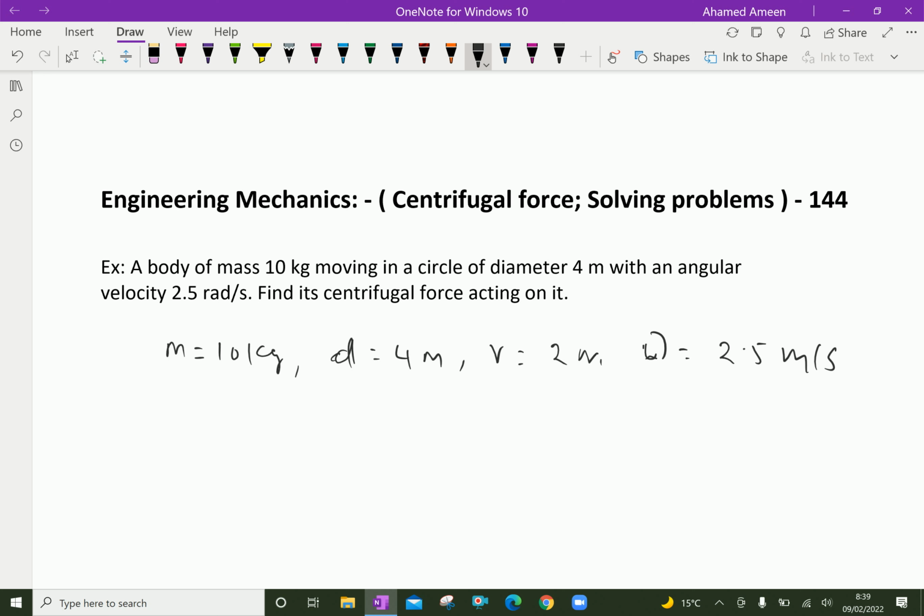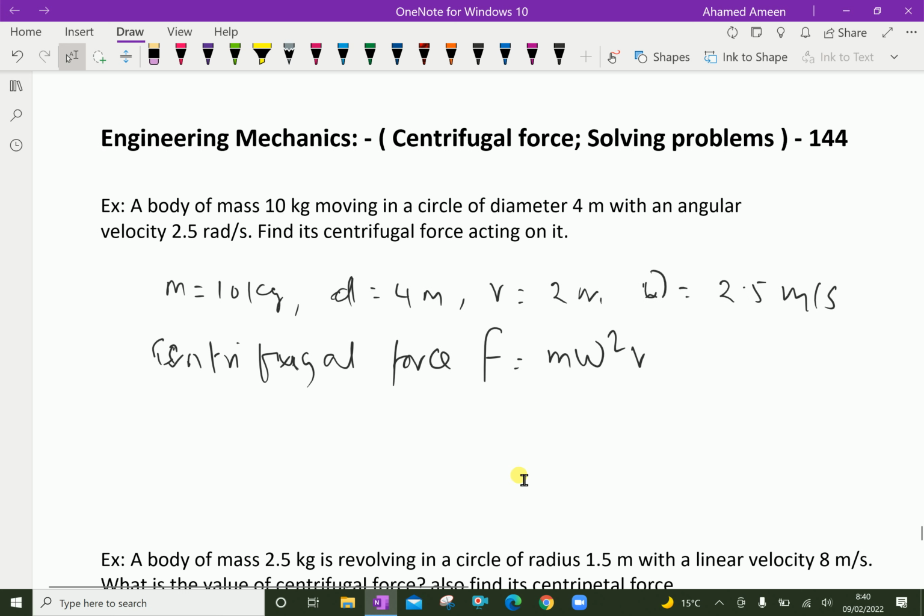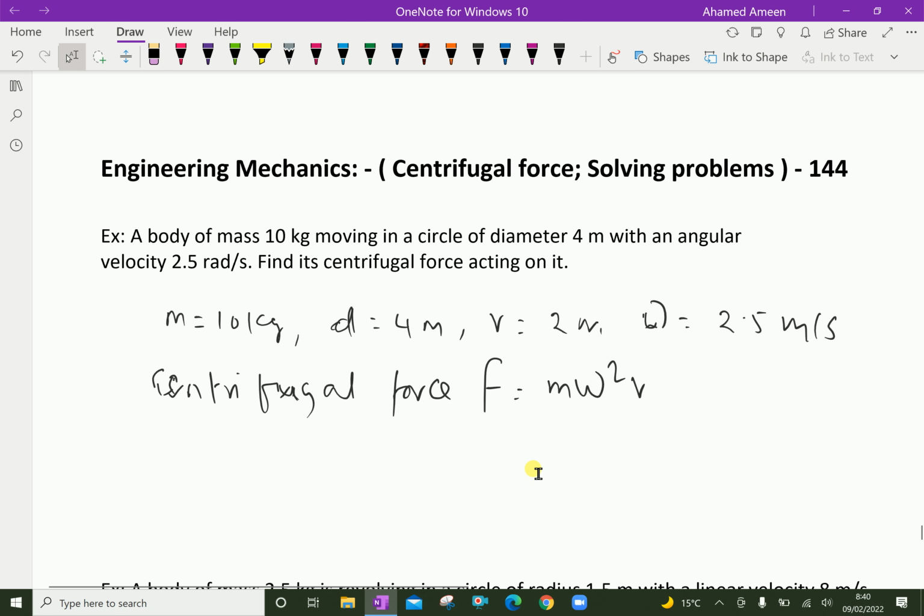Find its centrifugal force. Therefore, centrifugal force F equal m omega squared r, which is equal to 10 into 2.5 squared into radius 2, which gives, by calculation, 125 Newton.